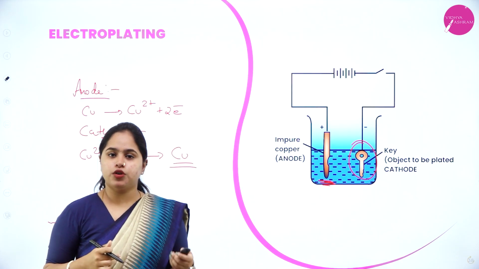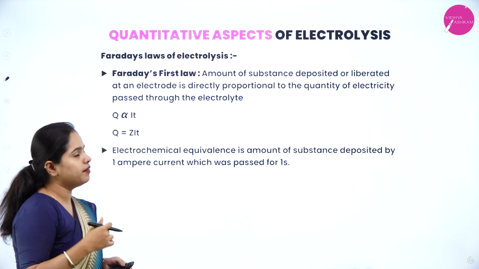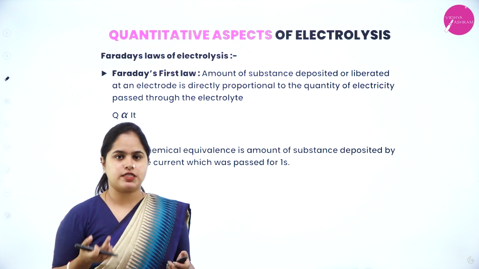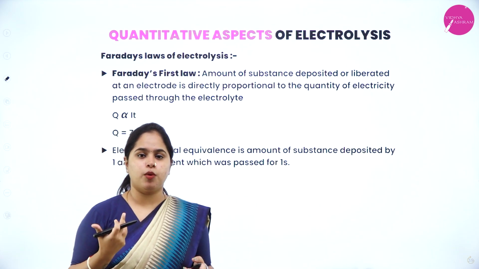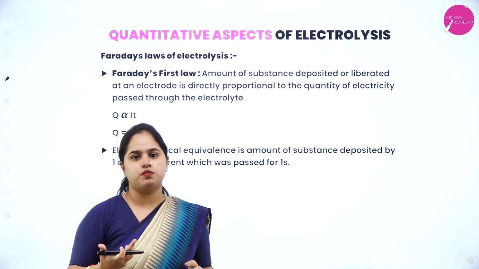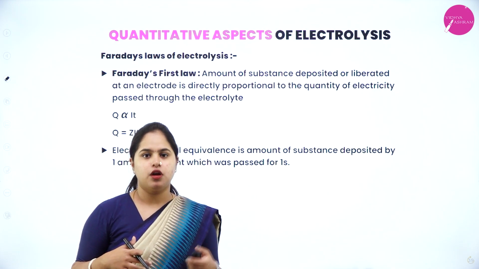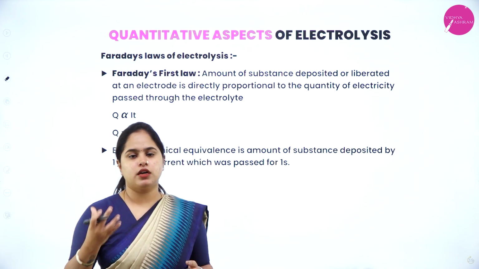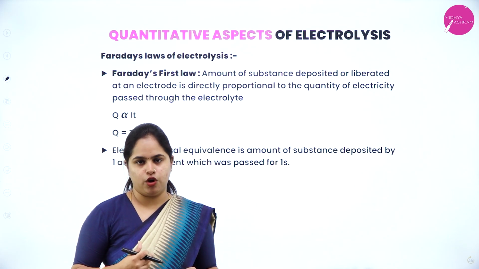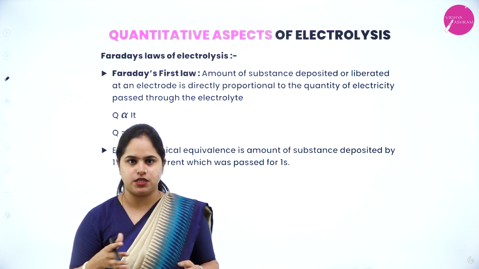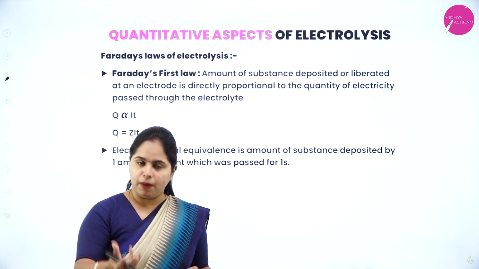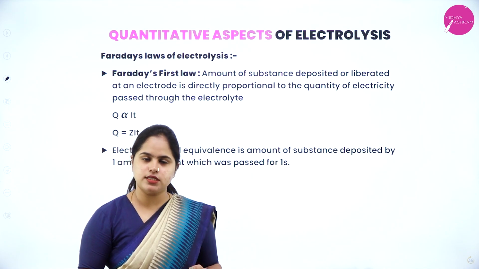So now let's move on to the next concept, that is the quantitative aspects of electrolysis. So now what are quantitative aspects? It means now we are going to study how much amount of the substance is liberated or deposited. Qualitative means checking whether some substance is present or not, right? Detection of various substances. But quantitative means we are measuring the mass or the amount of the substance as well.